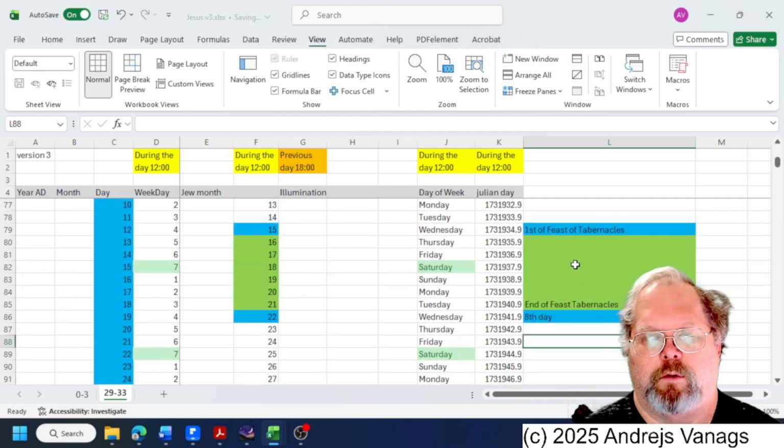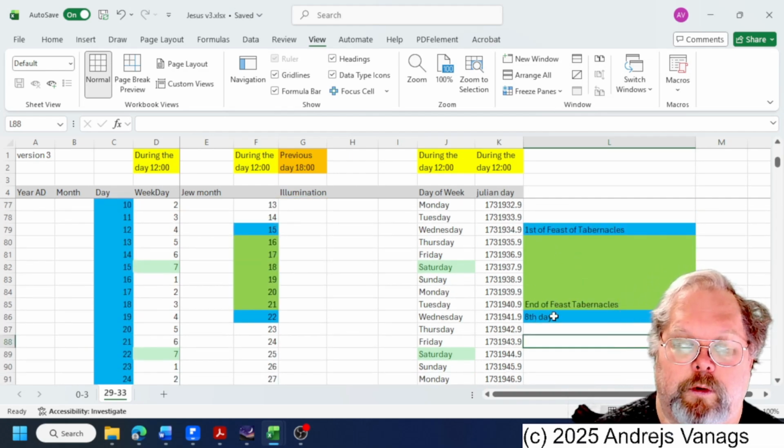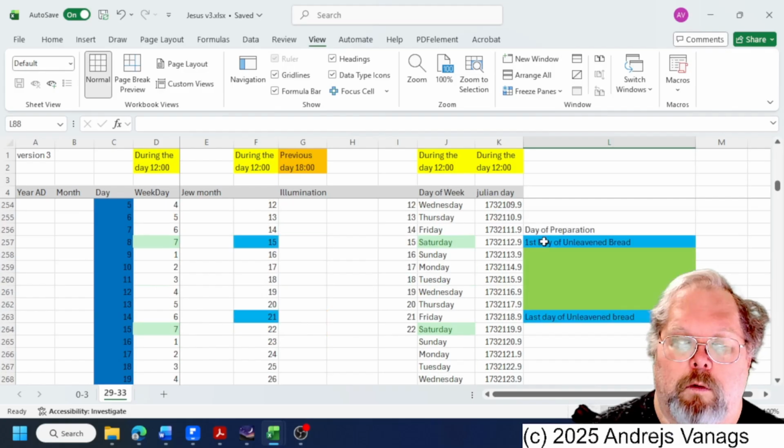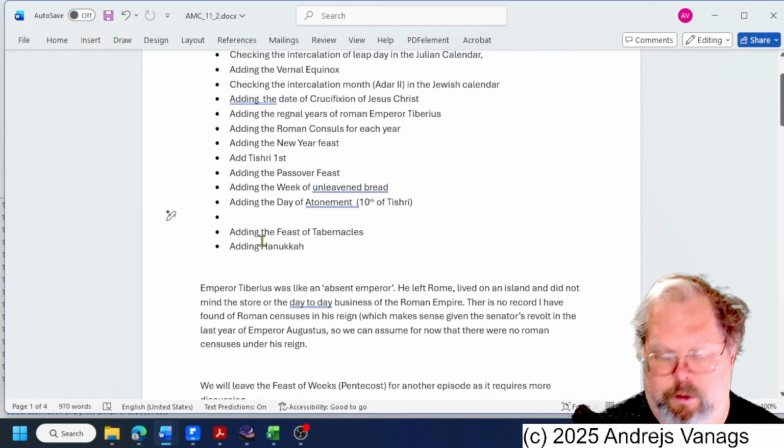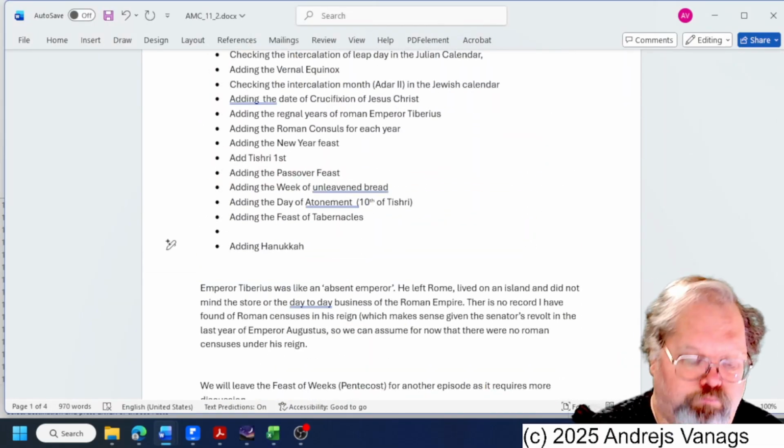Okay, Feast of Tabernacles, 15th to the 21st. The 8th day is the 22nd. Feast of Unleavened Bread, 15th, 20th to the 21st. Okie dokie. And then we add Hanukkah.